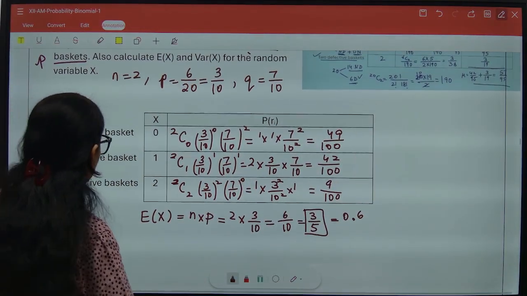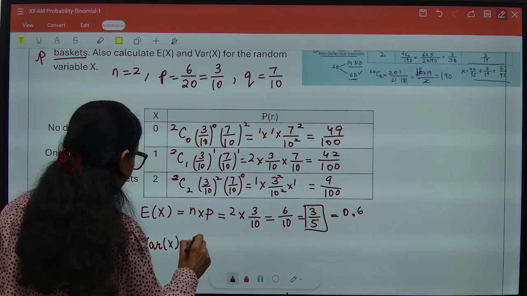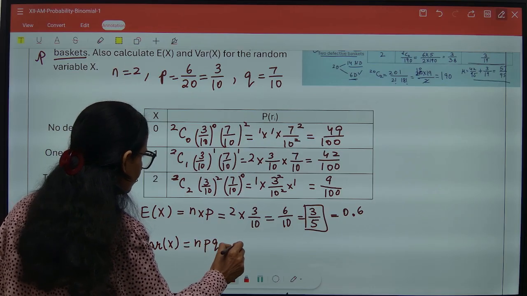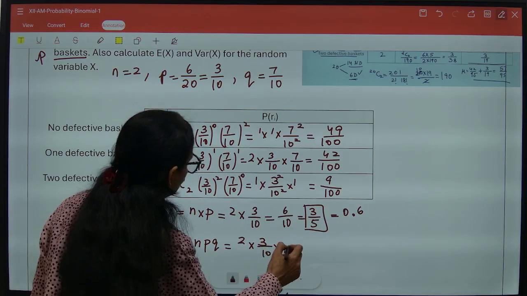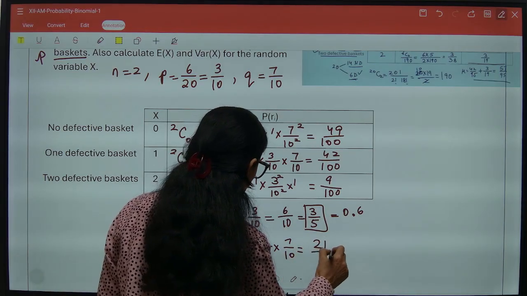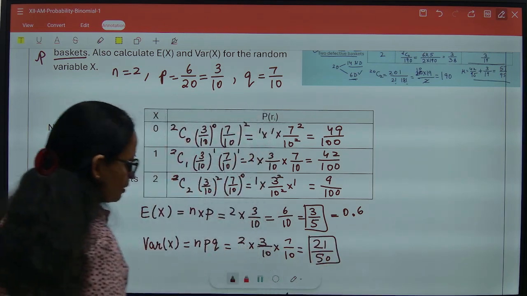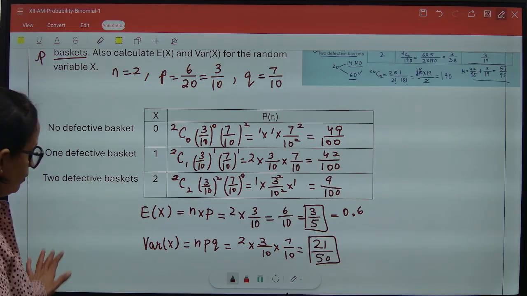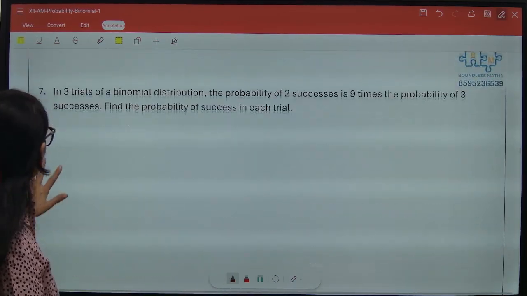Next we need to find the variance. So variance is n into p into q. So 2 into 3 by 10 into 7 by 10. That comes out to be 21 by 50. So this is the variance. Right? So let's move to the next question.